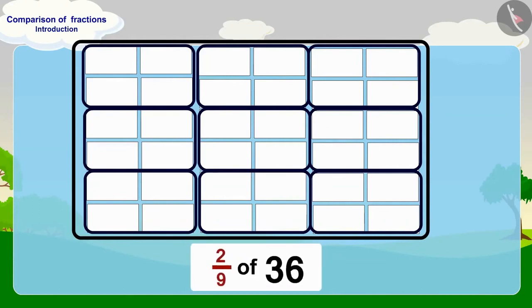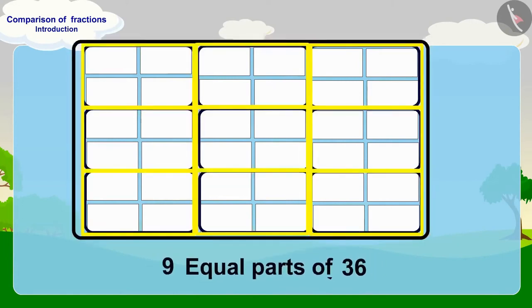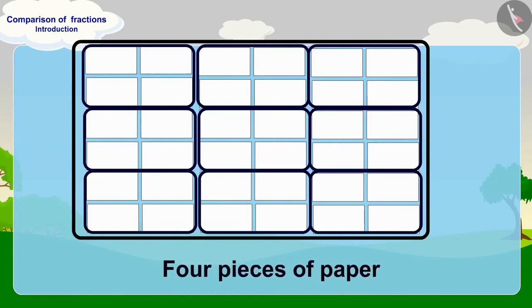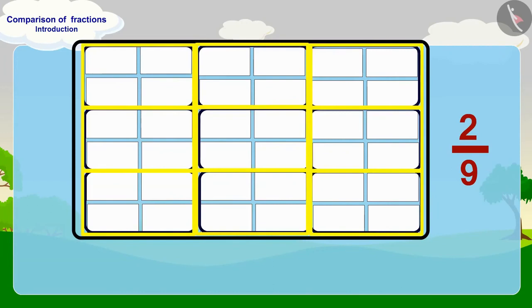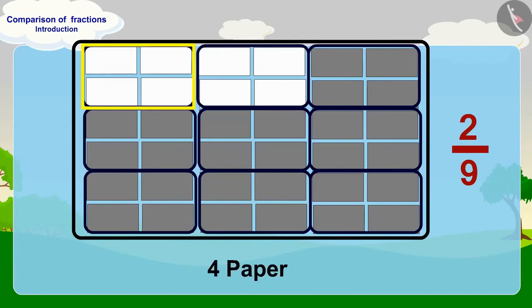For 2/9 of 36, we will divide 36 into 9 equal parts. In this way, each part will have 4 pieces of paper. And in 2/9, we are taking 2 of these 9 equal parts. There are 4 pieces of paper in 1 part of this fraction.